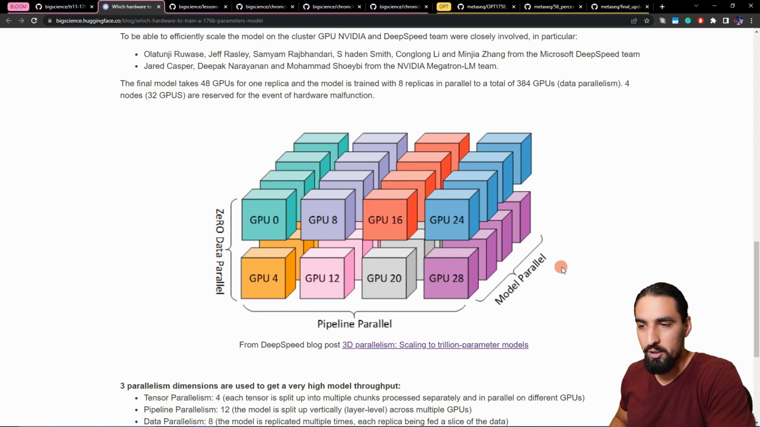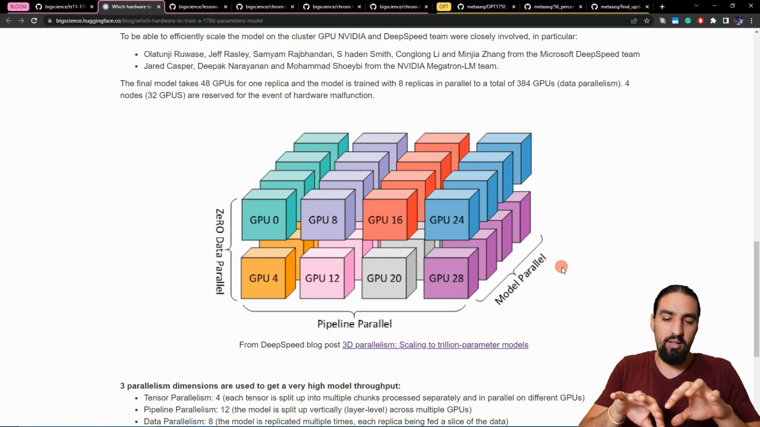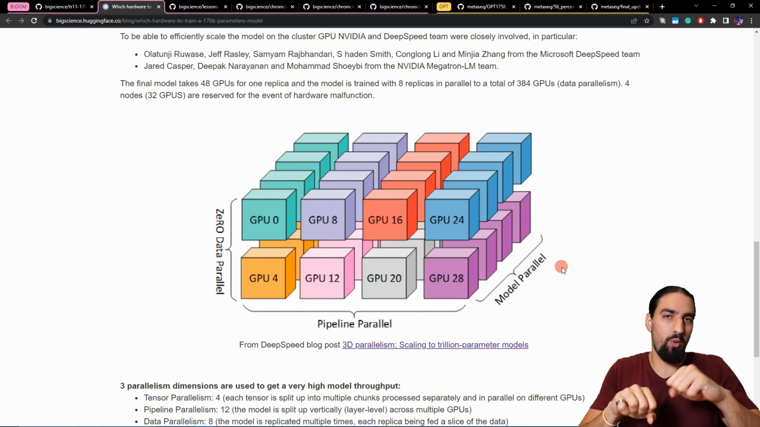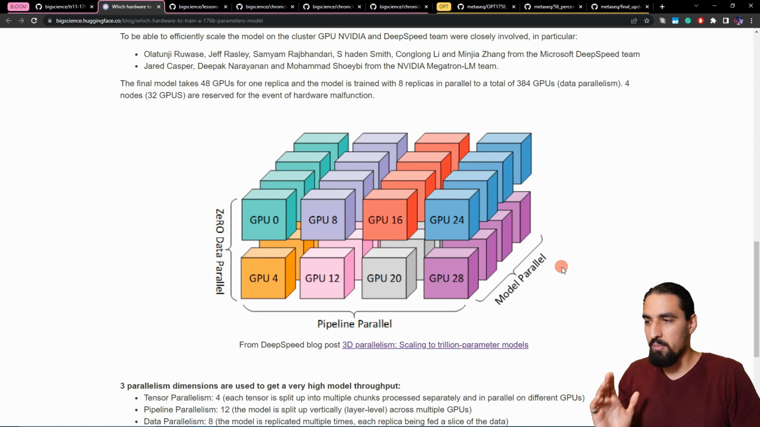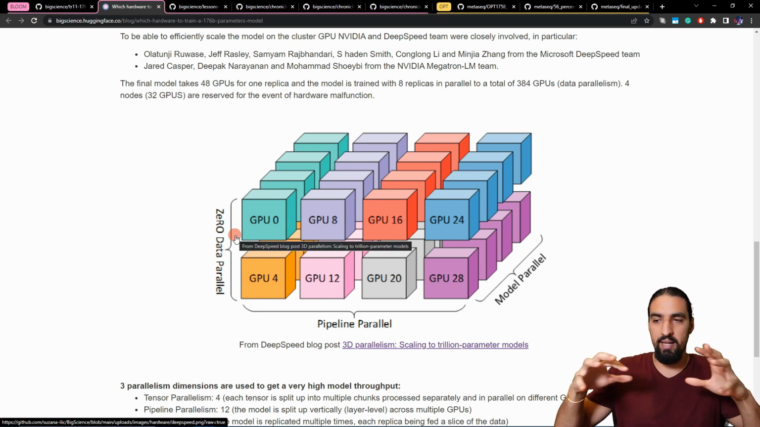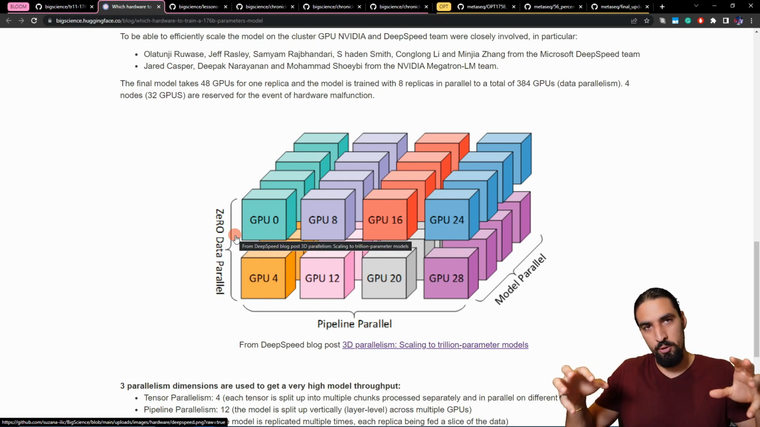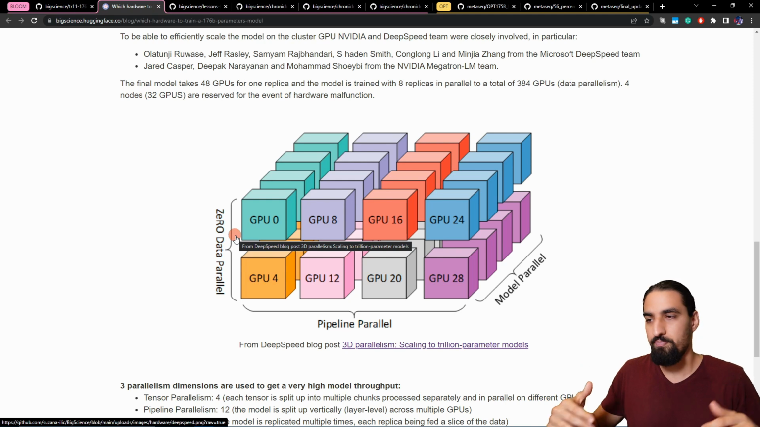Then you have the model parallelism, where you break the actual layers and take the weights of that layer and put one part on one GPU, the second part on the second one, etc. And the third dimension is the data parallel dimension, where you replicate your models across different GPUs, and then you feed them different portions of your input batch. Okay.